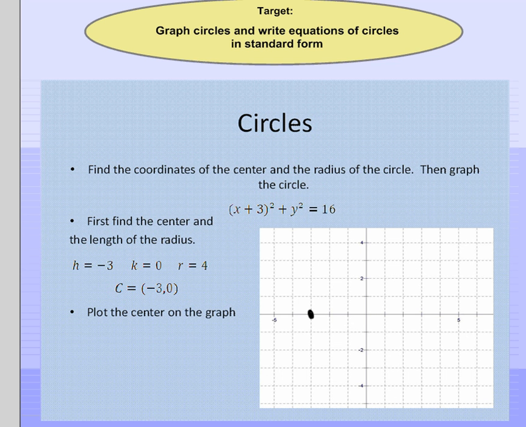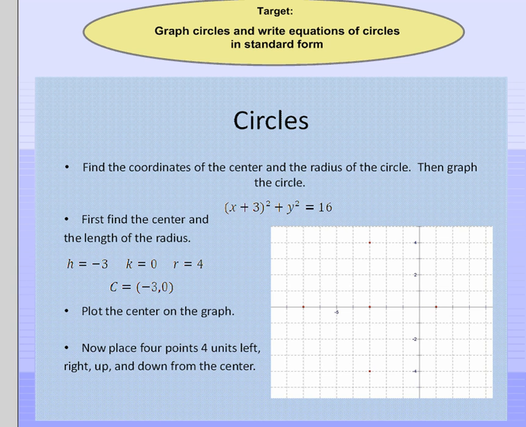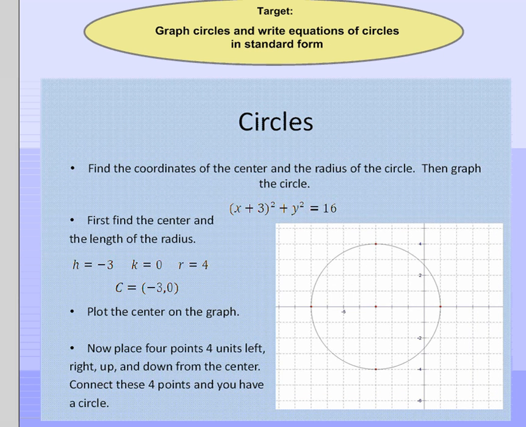Next, we use our radius to plot 4 more points. Again, there's our center at (-3, 0). It's very difficult to plot points that are diagonal 4 units, so we don't know exactly where that is. To go exactly 4 units away, we can go vertically 4 units, up and down, and horizontally 4 units to the right and to the left. Those 4 points should be enough. Once you have those 4 points at the distance of the radius, you do your best to connect them into the best looking circle you possibly can, and that is your circle.